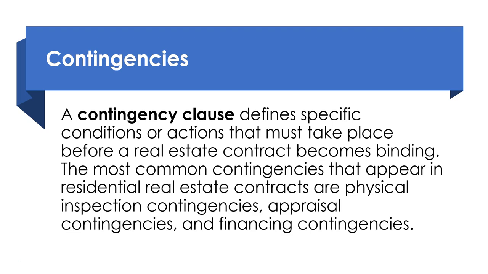So what is a contingency? If a contract has a contingency clause, it defines specific conditions or actions that must take place before a real estate contract becomes binding. So if you submit an offer and it has a contingency in the contract, it's not binding yet until that contingency is removed. The most common contingencies are physical inspection, appraisal, and financing. Those are the most common for residential real estate.